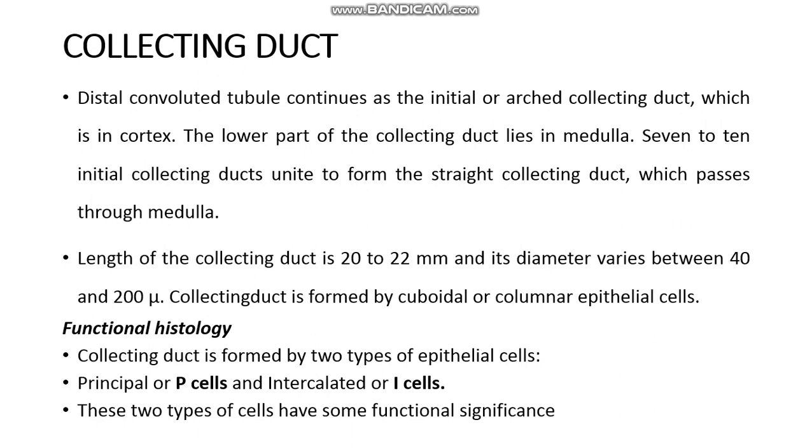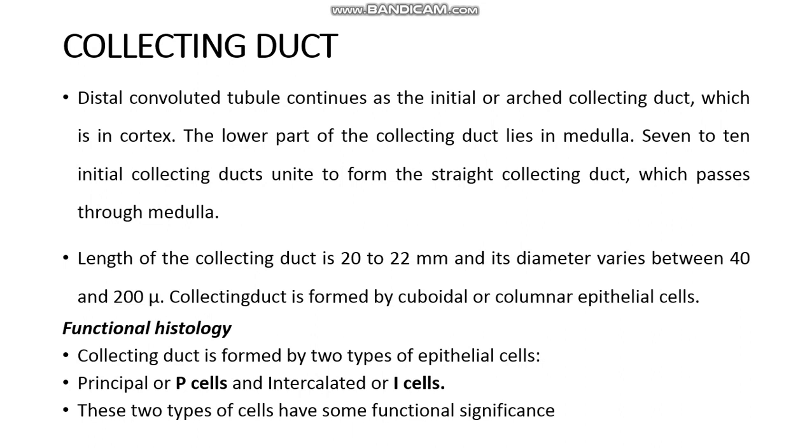The next part is the collecting duct. The distal convoluted tubule continues as the initial or arched collecting duct, which is in the cortex. The lower part of the collecting duct lies in the medulla, and 7 to 10 initial collecting ducts unite to form a straight collecting duct which passes through the medulla.